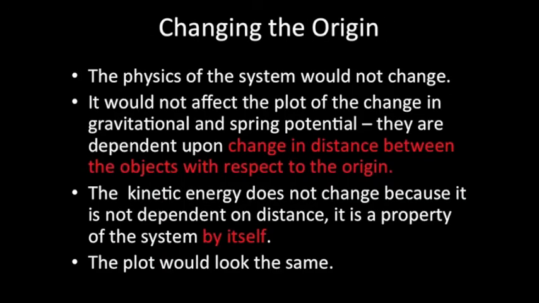So what would happen if we change the origin? I can say the physics of the system wouldn't change. Keep in mind that the energy plots we looked at before are of changes in energy, and because potential is dependent upon the distance between objects with respect to a set origin, it wouldn't affect the plot of the change in gravitational and spring potential. It would look the same, and the same thing goes with kinetic energy. Kinetic energy doesn't change because it's not dependent on distance. It's a property of the system itself. So the plot would look the same.